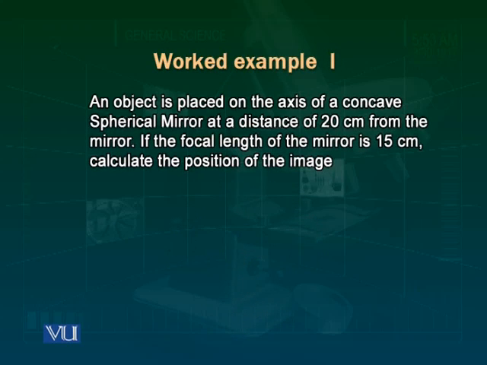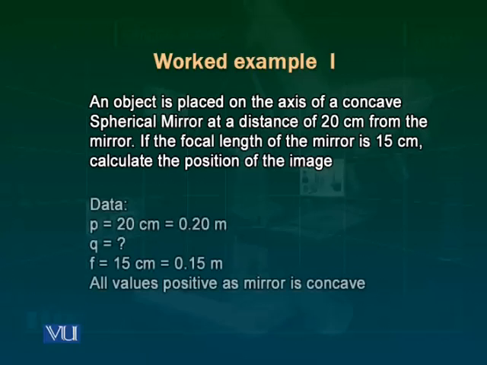How do we apply this equation? Let us see an object which is placed on the axis of a concave spherical mirror at a distance of 20 centimeters from the mirror. If the focal length of the mirror is 15 centimeters, we have to calculate the position of the image. The data which we have is that the object distance P is equal to 20 centimeters or 0.2 meters. Q, the image distance, is something which we have to find out. F, which is the focal length, is, of course, 15 centimeters or 0.15 meters.